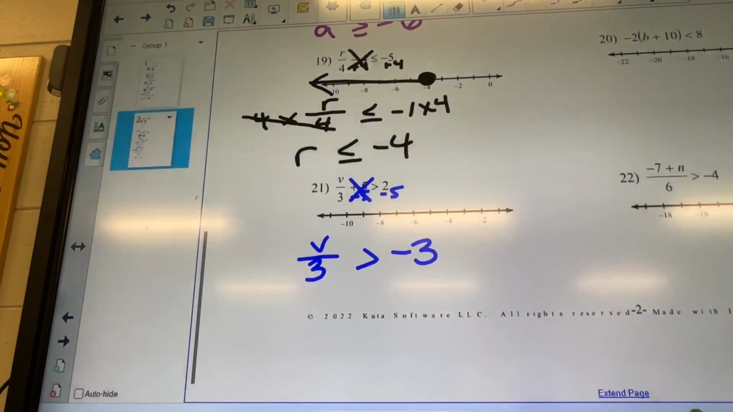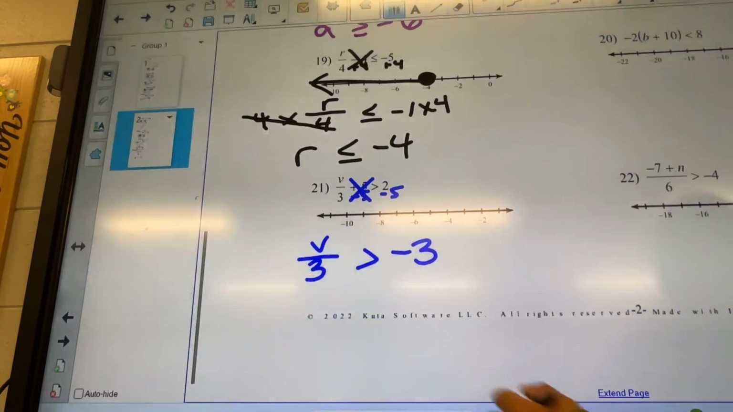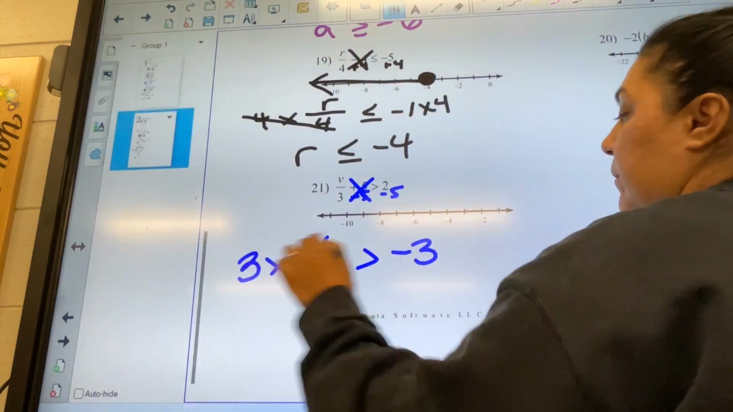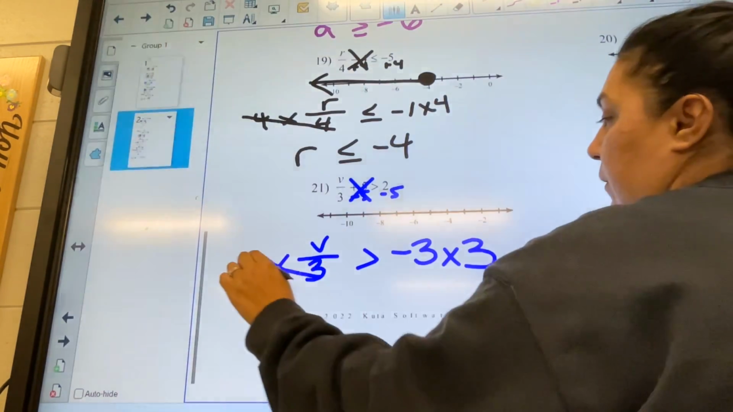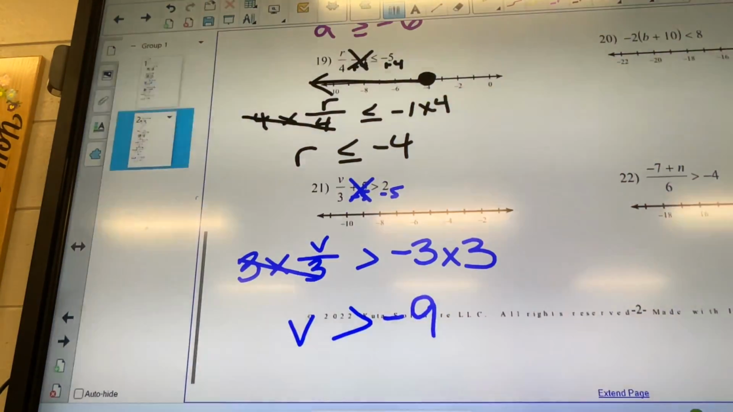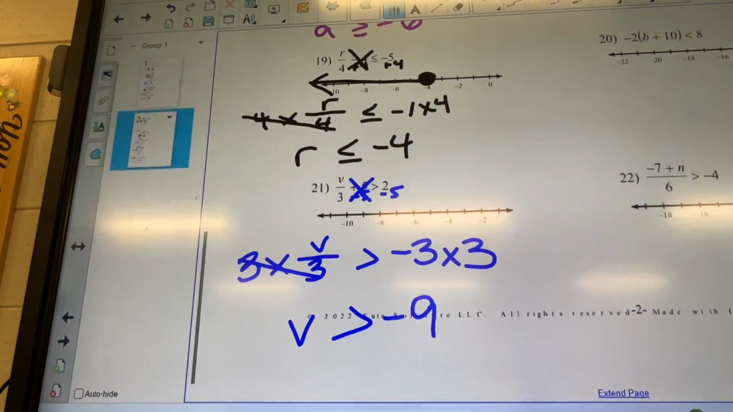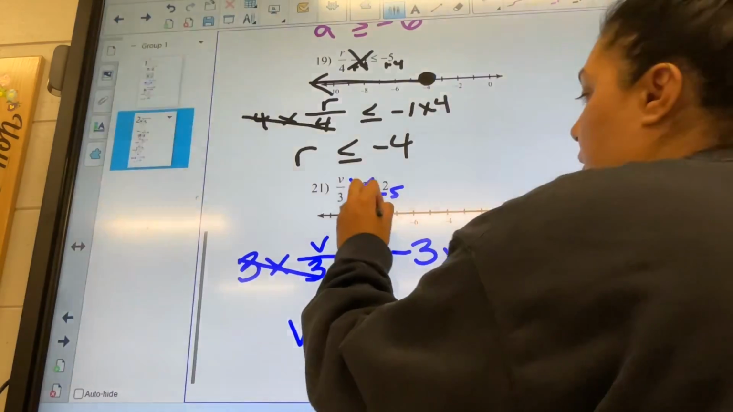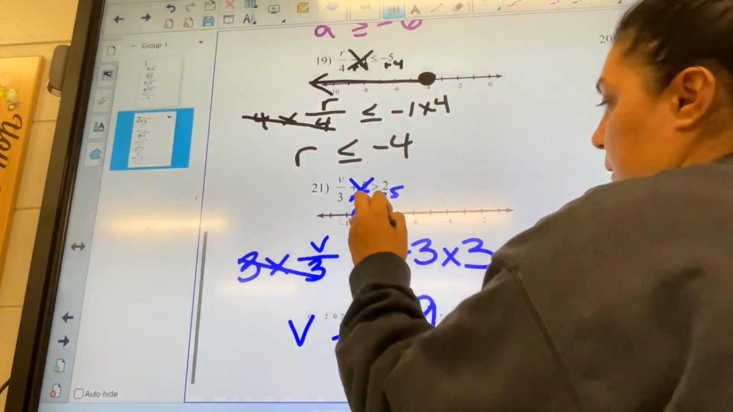Okay, and then what? Times 3 and times 3. On that, is it going to be open or closed? Open. Going which way? To the right.